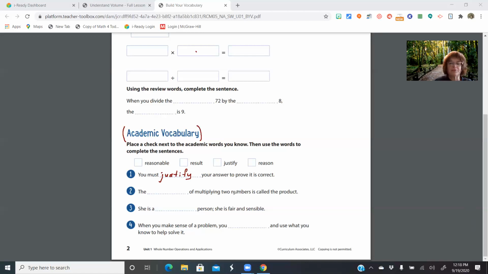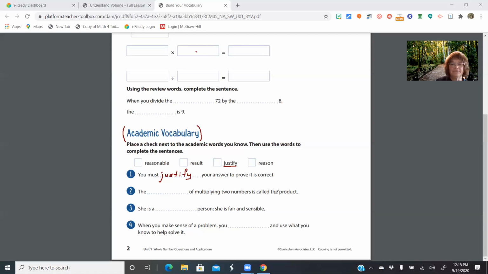The blank of multiplying 2 numbers is called the product. Now we've used this, so let's put a line under it just to say we're finished. I don't want to exit out because I want to still check to see if it could be one of those answers. The reasonable of multiplying 2 numbers is called the product. That doesn't sound right, does it?